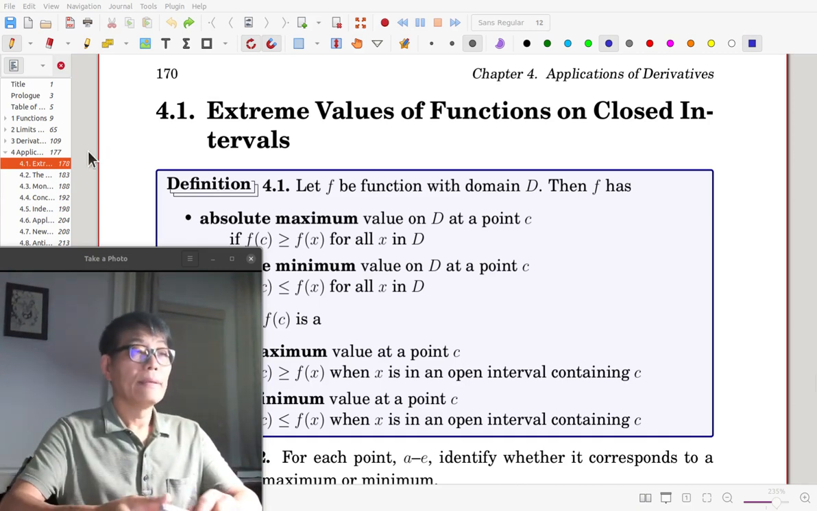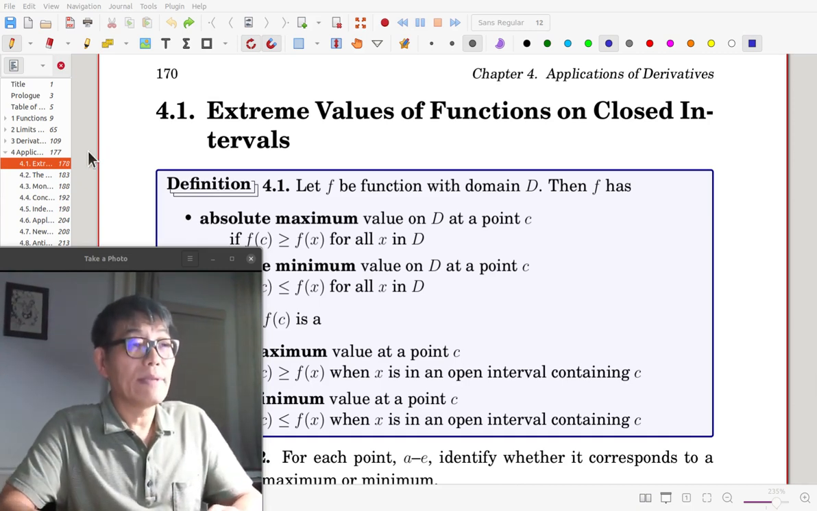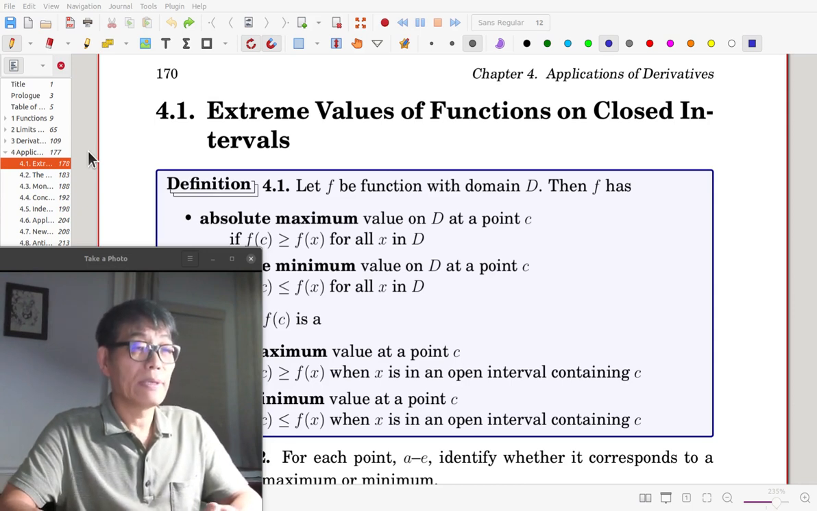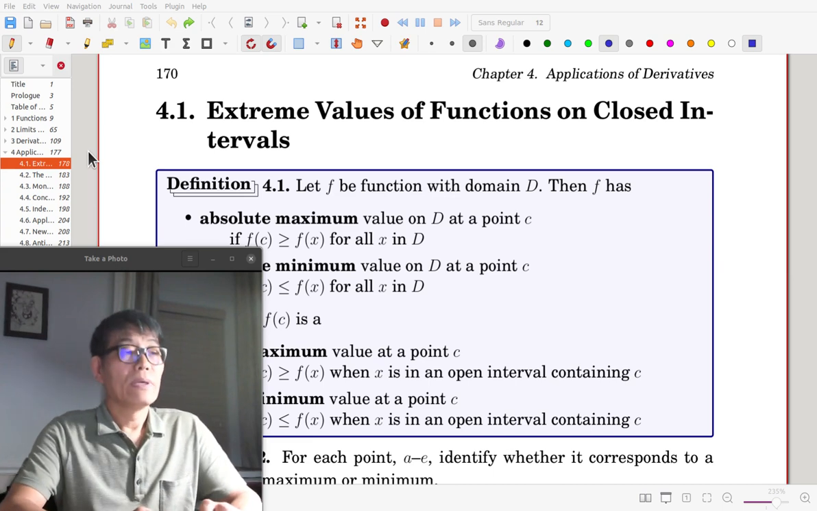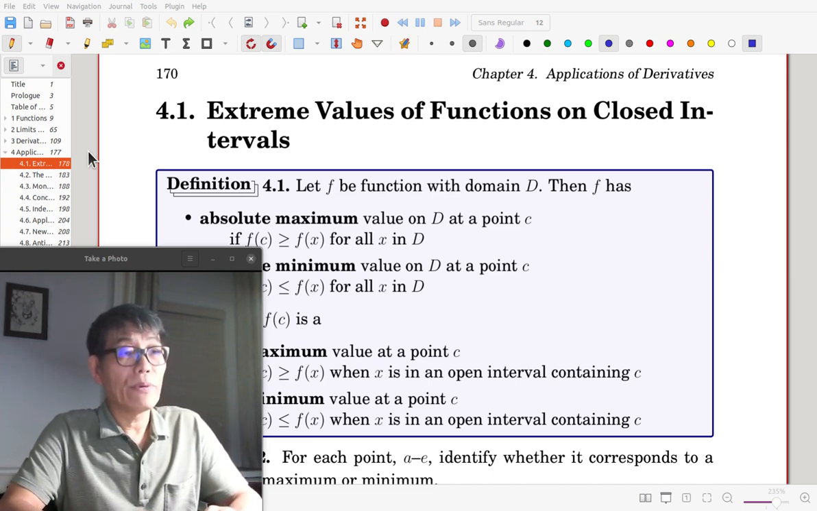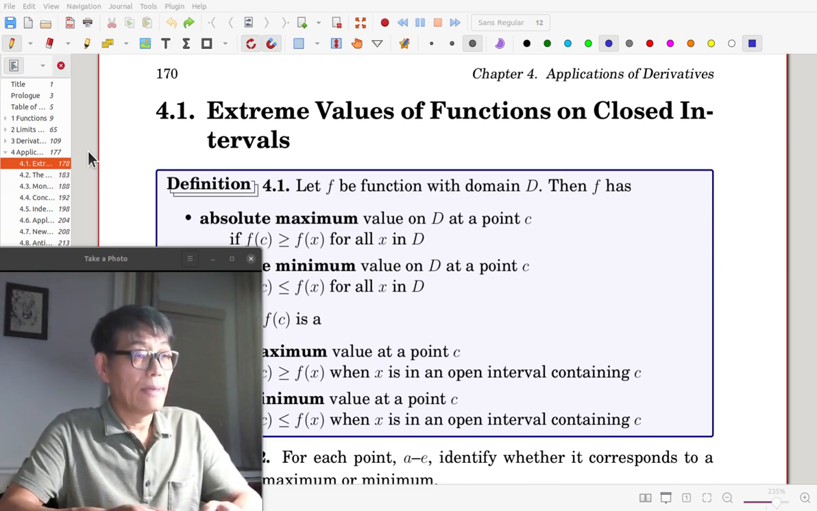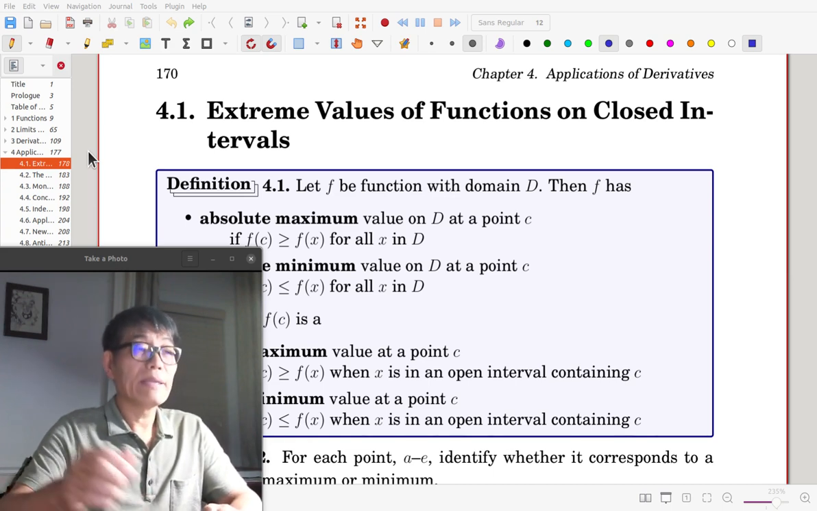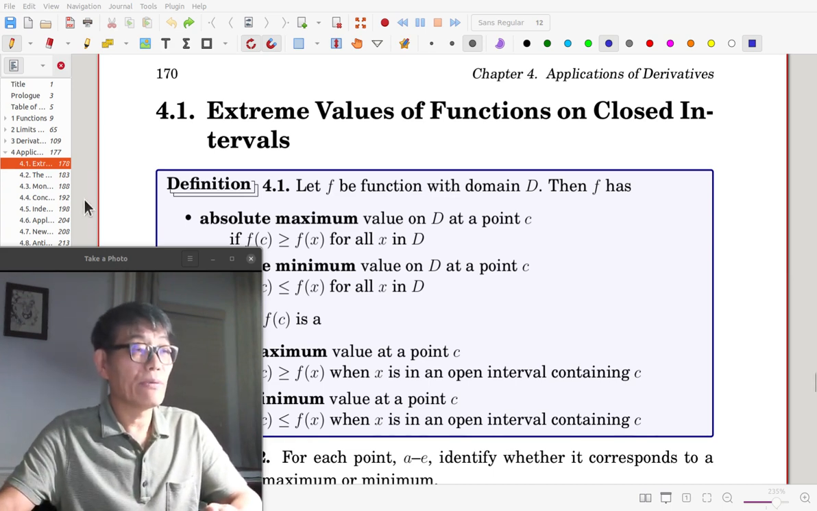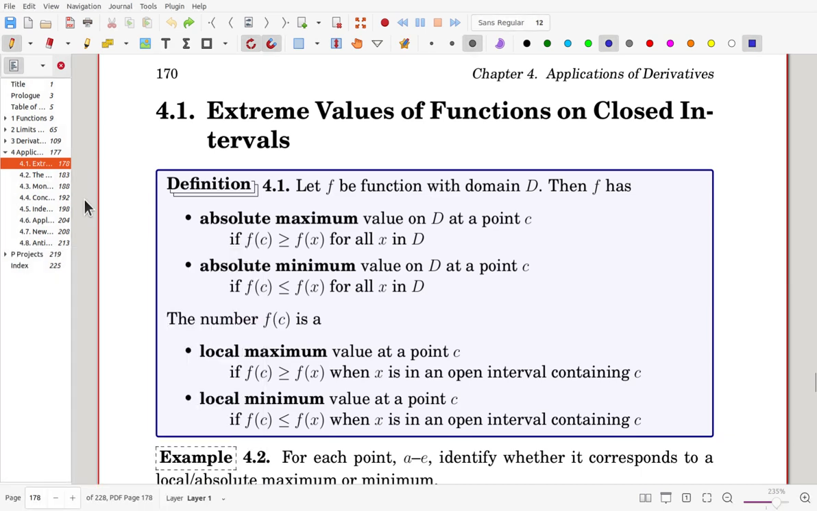Hi. Section 4.1, extreme values of functions on closed intervals. In this section, we'll study methods for finding extrema, maximum and minimum. Let's begin with this definition.